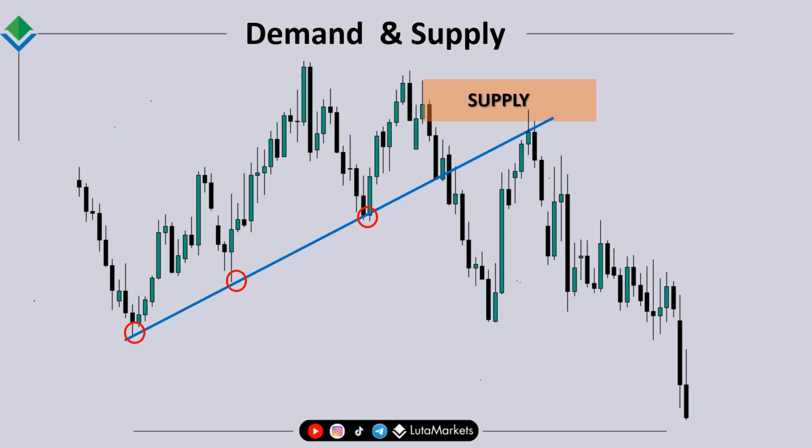Quick tips for success. Always confirm entries with strong price action signals like pin bars, engulfing candles, or rejection wicks. Use a stop loss just beyond the supply or demand zone to protect your capital. Combine this strategy with higher time frames, like 4H or daily, for even more accurate setups.